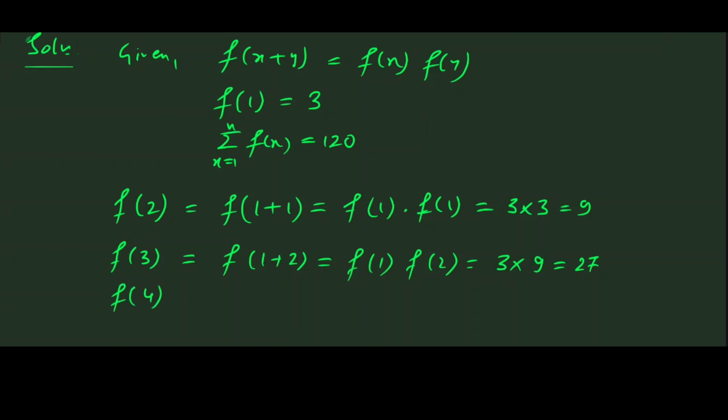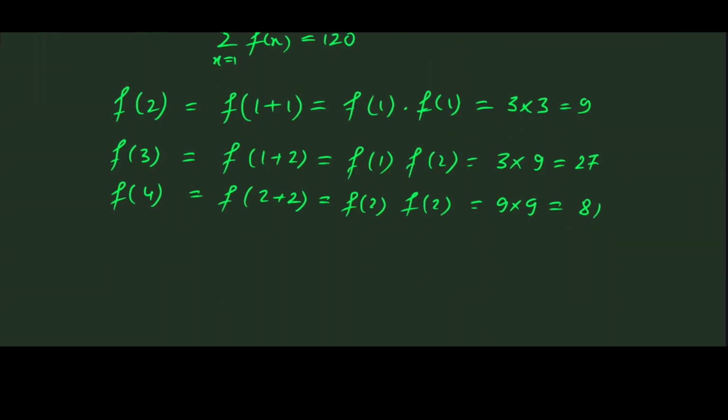We will do one more, f of 4. It can be written as 1 plus 3 or 2 plus 2, whatever you can write. Now it can be written as f of 2 and f of 2, which will be 9 into 9 equal to 81.